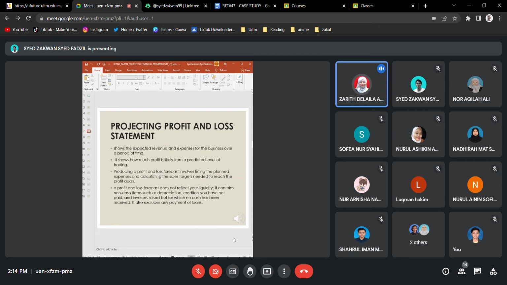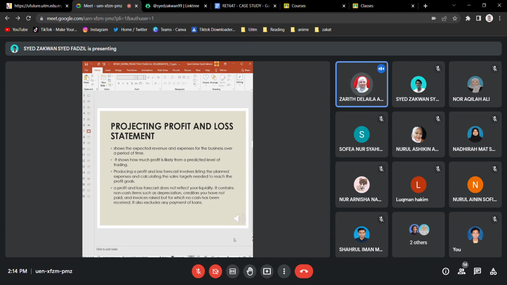Producing this profit and loss forecast usually involves listing the planned expenses, and we also calculate the sales target that we need to reach in order to get the profit goals. That is why in our PNL everything is just projection. We project how much we want to spend, and we also calculate the sales target that we need to achieve to make sure we can reach the profit that we stated.